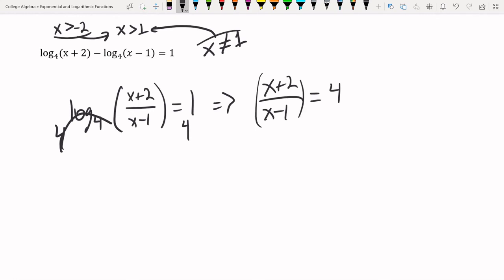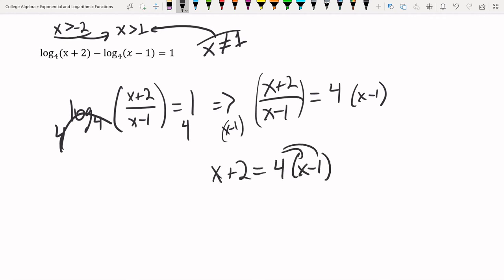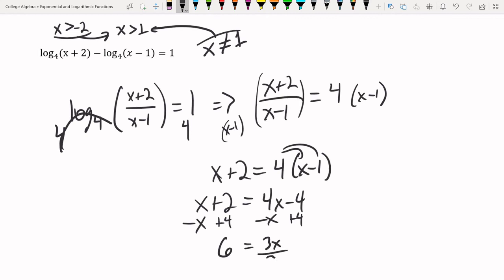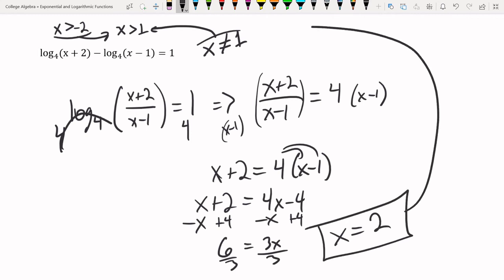I'm going to multiply both sides by x minus 1. That gives us x plus 2 equals 4 times x minus 1. Distribute the 4. And then get the x's by themselves. So I'm going to subtract x and then add 4 to the other side, giving me 6 equals 3x. Divide by 3, and I get x equal to 2. x equals 2 satisfies every single one of these conditions. So x equal 2 is our answer.